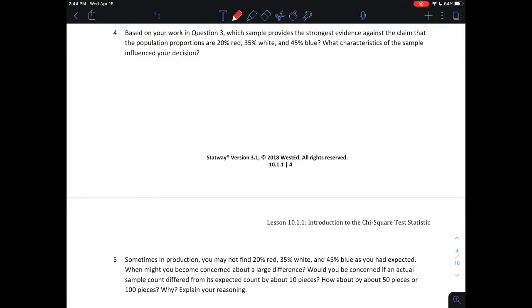So question 4. Based on your work in question 3, which sample provides the strongest evidence against the claim that the population proportions are 20% red, 35% white, and 45% blue? What characteristics of the sample influenced your decision? So here, just summarizing, we said day 2. And the reason why we said that was because the white and blue were both off by 75.